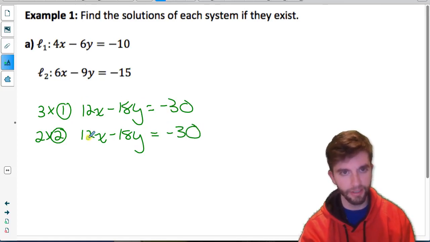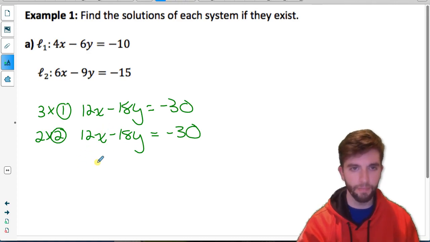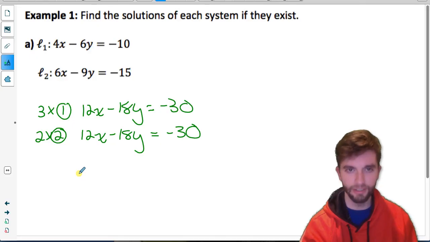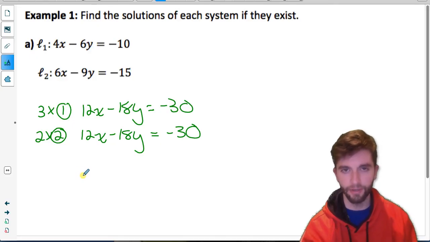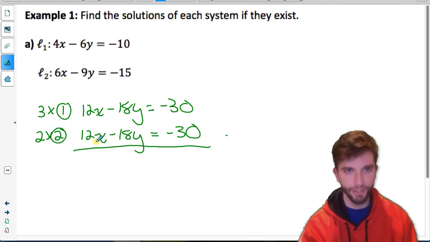Hey, notice they're exactly the same line. They're the exact same equations. So these lines are parallel and coincident. There are an infinite number of points of intersection because the lines lie on top of each other. Let me just finish this process to see what you would get algebraically. When I try to eliminate these x's, since their coefficients have the same sign, I would subtract.